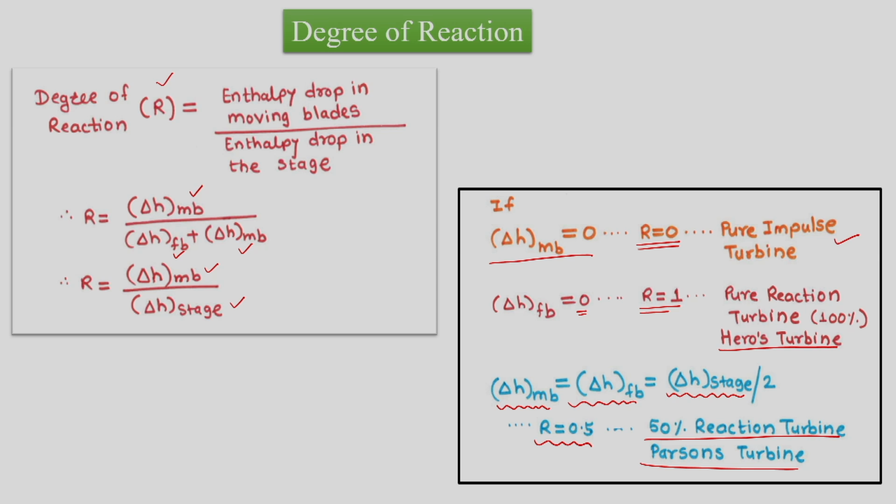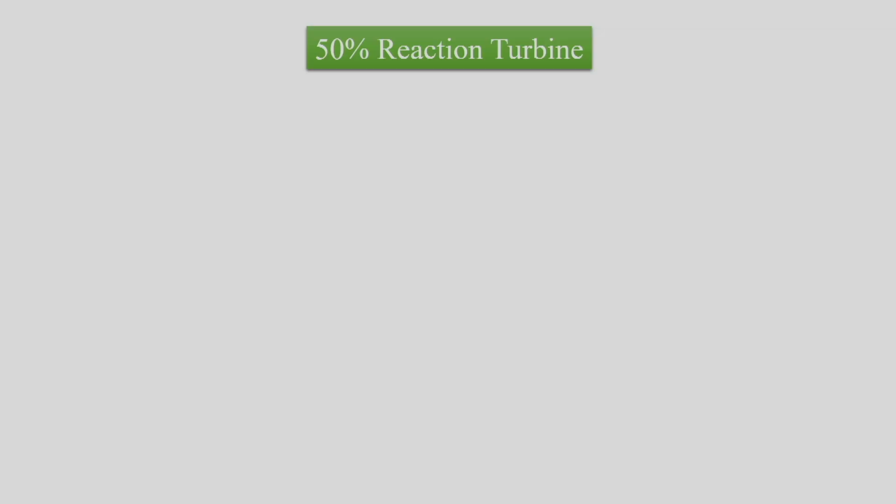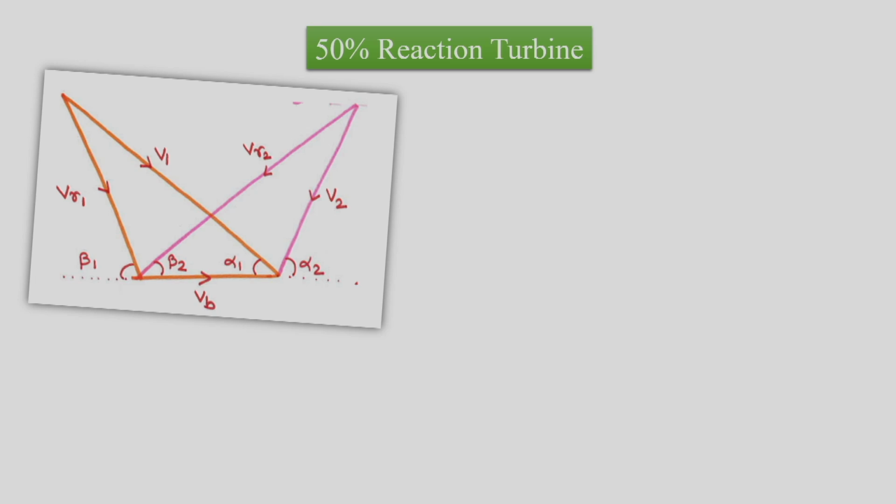So we have one governing parameter, or one performance parameter, of the turbine which should be known to us, and that is degree of reaction, which basically tells us the percentage enthalpy drop in the moving blade out of the total enthalpy drop in a stage. So now we will move to the particular case of 50% reaction turbine. In this case, we will draw the velocity triangle.